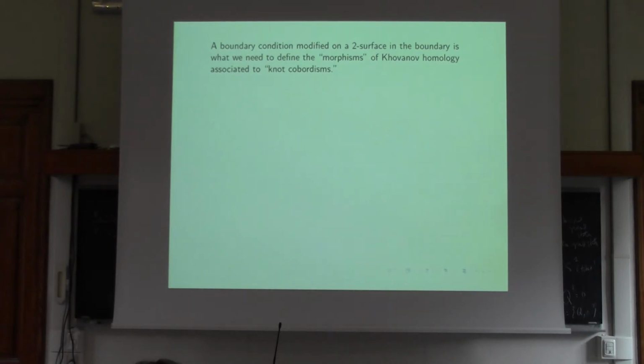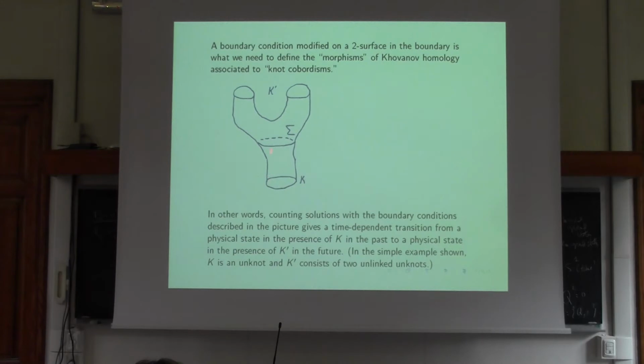A boundary condition in the 5-dimensional equations modified on a 2-surface is needed to define what are called the morphisms that in Khovanov homology are associated to knot cobordisms. So I've drawn a simple knot cobordism, but to make the picture easy to draw, I've started in the past with an unknot, and I've ended in the future with two unknots. Then I've drawn a simple surface, simple enough that I could draw it, that starts at K and ends at K prime. And this is a 2-surface, which, as drawn, looks like it's embedded in R3, but you should really embed it in R4 in your mind. And R4 is the boundary of the 5-manifold.